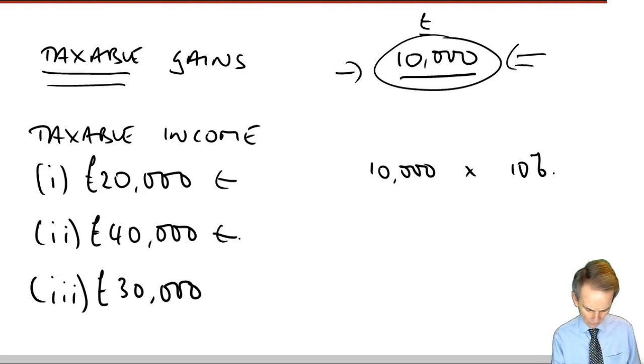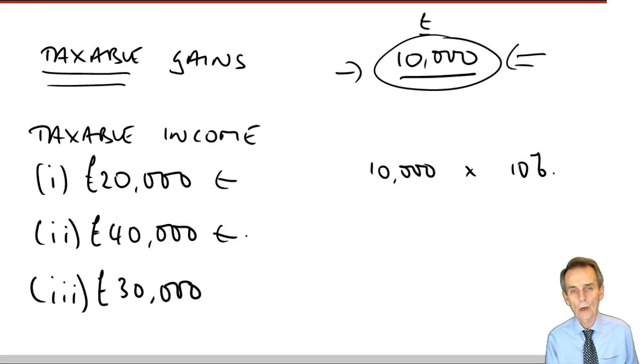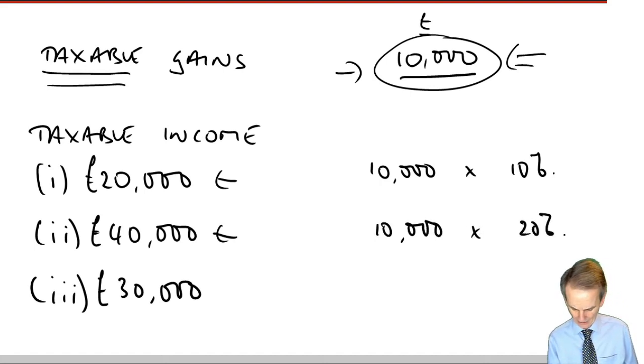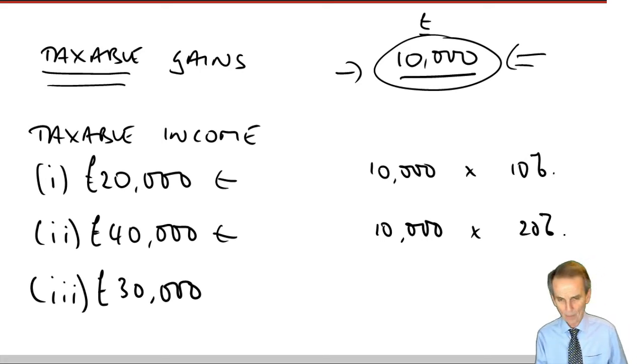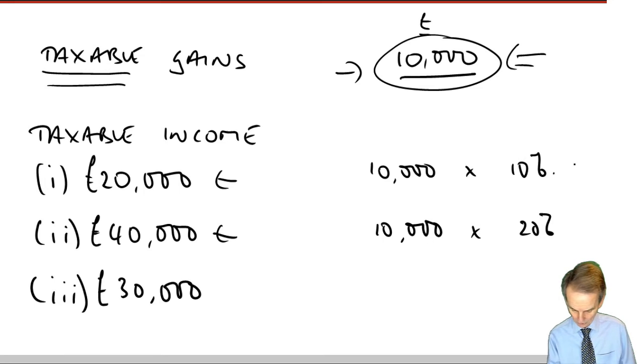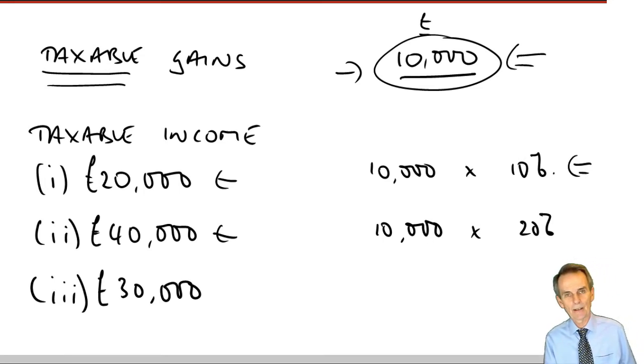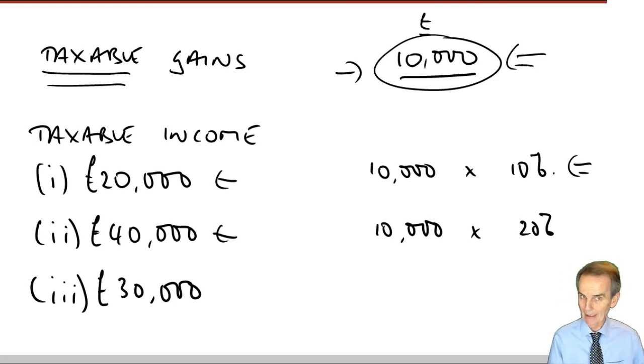If we move to 40,000, then we are already a higher rate taxpayer. Therefore, all of that £10,000 of taxable gains would be taxed at the higher rate of 20% there. That would move up into that higher rate, double, as you can see, that lower rate. And we can see, therefore, the important link between the income tax computation, the separate income tax computation, and this separate CGT computation.